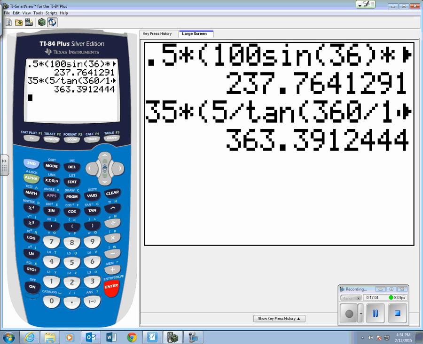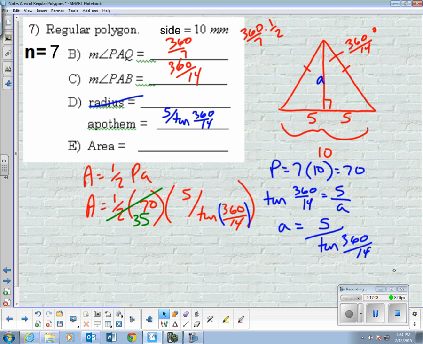So 363.3912. 363.3912. And of course, yes, millimeters squared.